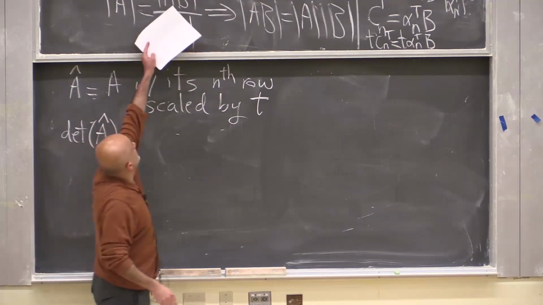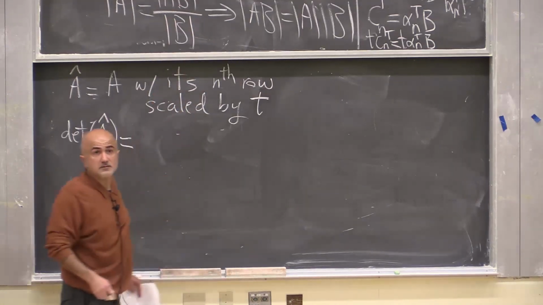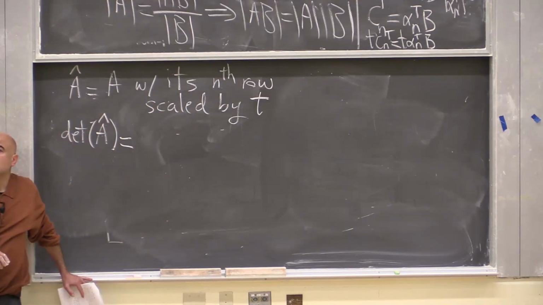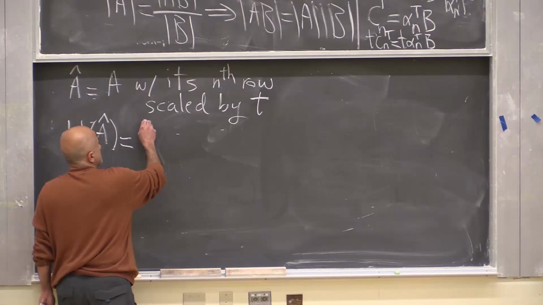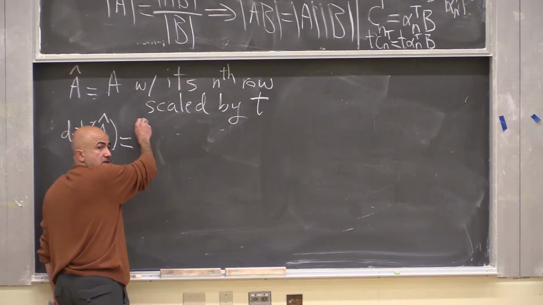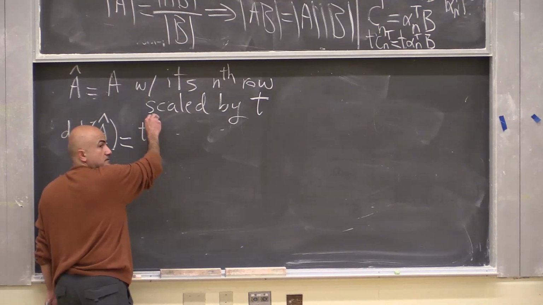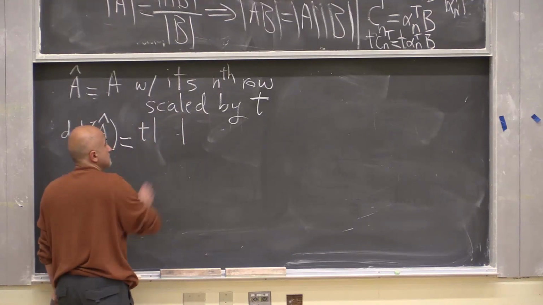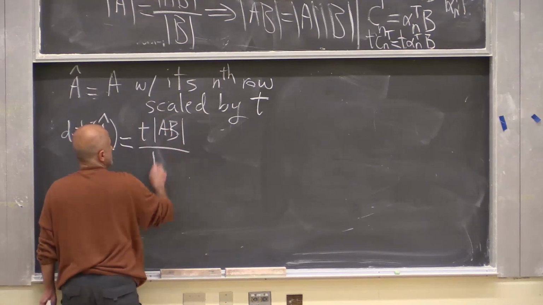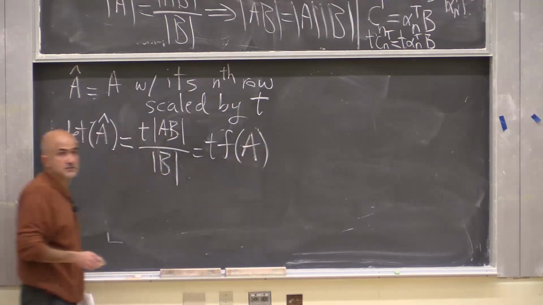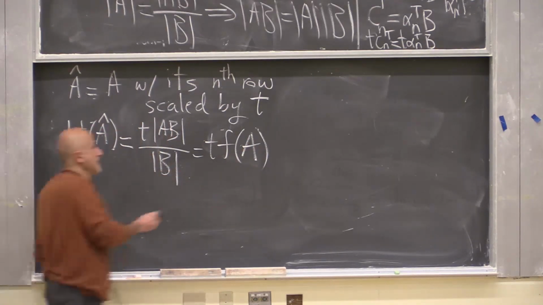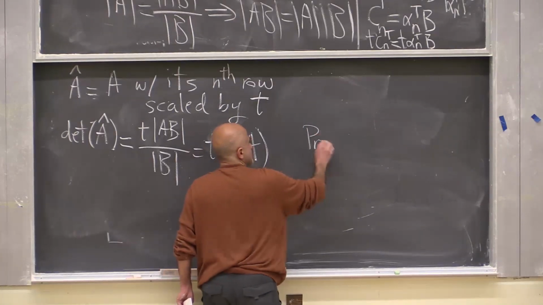What happens in the numerator? That's the matrix C, right? The determinant of the matrix C. And I've scaled one of its rows, the nth row. So what do I get in the top? T times what? Determinant of AB over the determinant of B, which is T times the original function. So property 3A is satisfied.